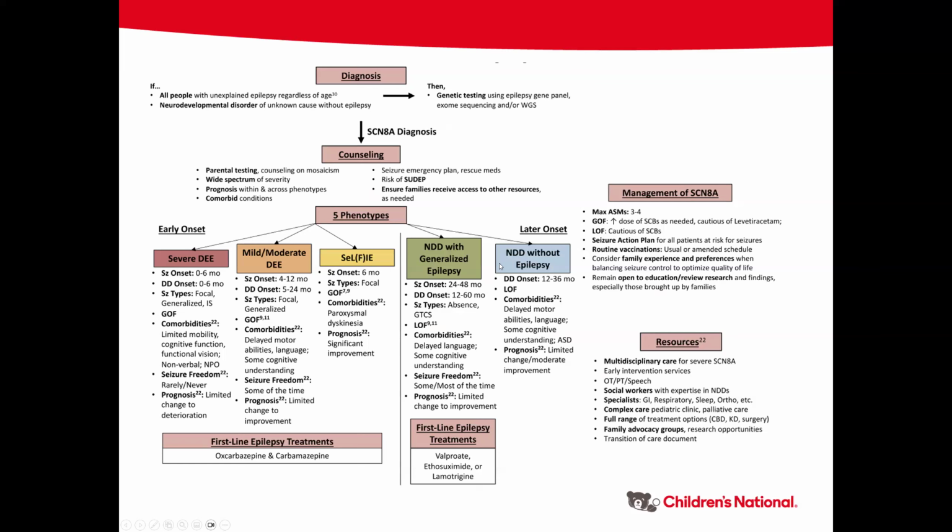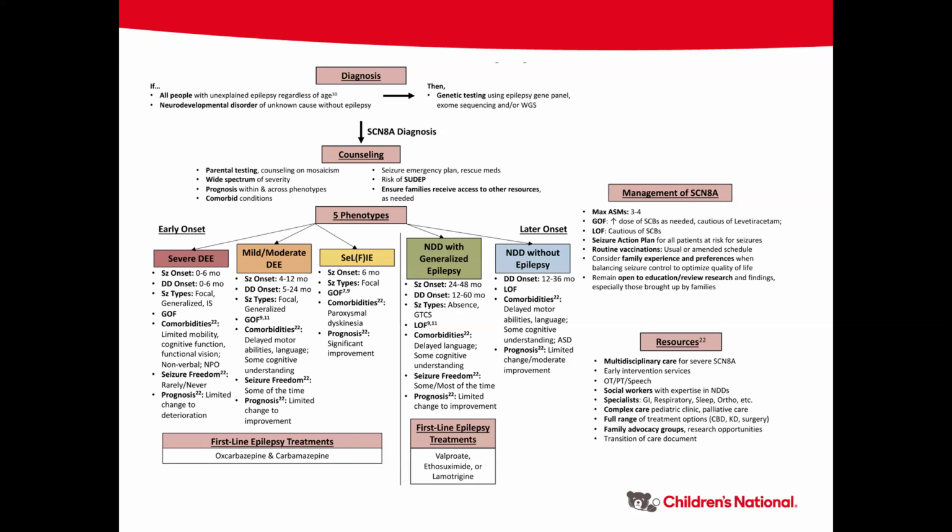In terms of counseling, there should be the availability of a genetic counselor, consideration of parental testing, and discussion about prognosis, phenotypic severity, comorbidities, seizure action plans, SUDEP, and access to resources. The discussion of the 5 different phenotypes: there's the early onset and the later onset. The later onset are neurodevelopmental disorders, either with or without epilepsy.